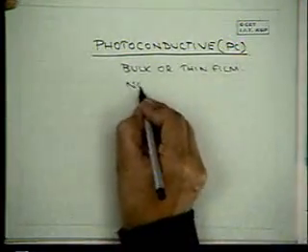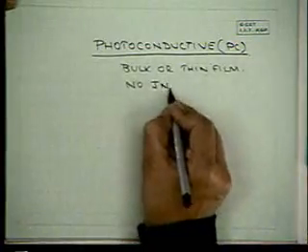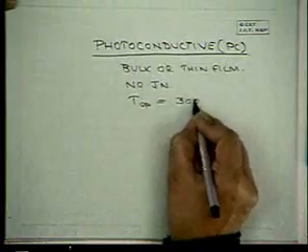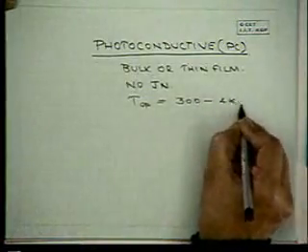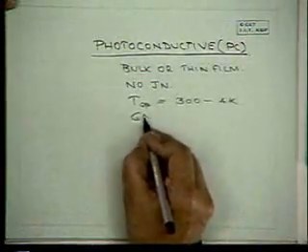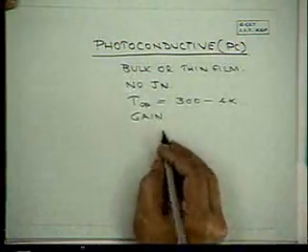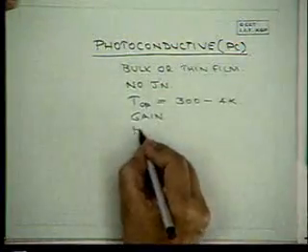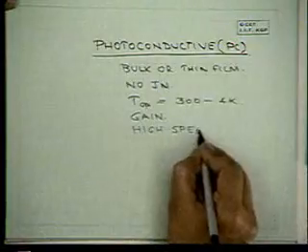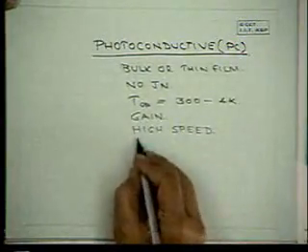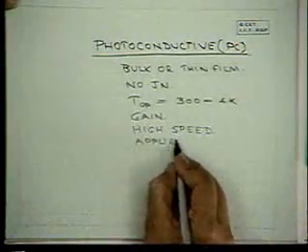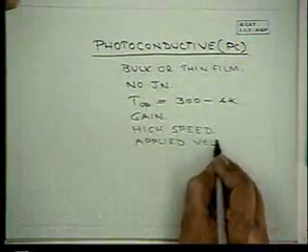There's no junction required. Operating temperature can be 300 down to 4K. You do get gain, and you can get reasonably high speed. You do need an applied voltage. Unlike photovoltaic devices, you need an applied voltage.